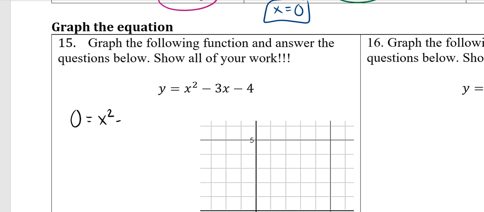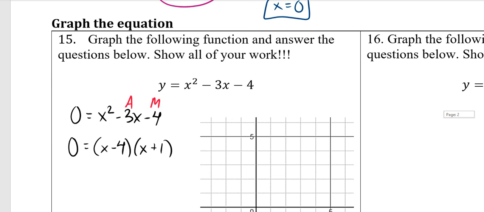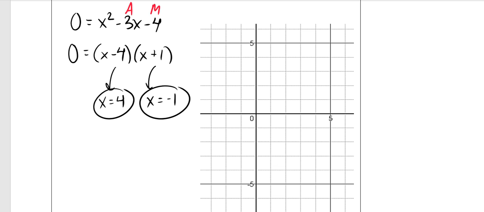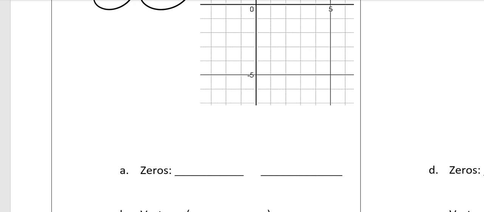So x squared minus 3x minus 4. What two numbers are going to multiply to make negative 4 and add up to be negative 3? Those numbers are going to be minus 4 and plus 1. Once you have it factored, you can answer the question about what the x-intercepts are. This one would become 0 if x equaled 4, and this one would become 0 if x equaled negative 1. So your two x-intercepts are going to be 4 and negative 1.